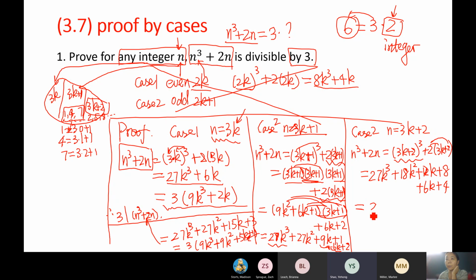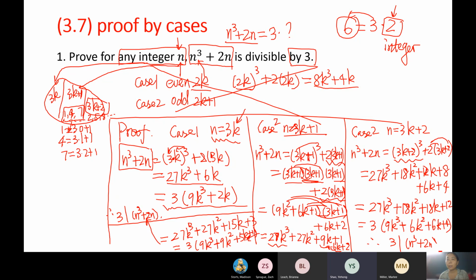Okay, now we combine like terms. By the way, if right now you don't know the formula, all you have to do is just take 3 copies and multiply them. So plus 18k squared, combine these two, 18k, and combine these two, plus 12. Okay, so now we can still factor out the 3 from this expression. Okay, all right, any question about this example? Okay, and then you say, therefore, 3 divides n cubed plus 2n.